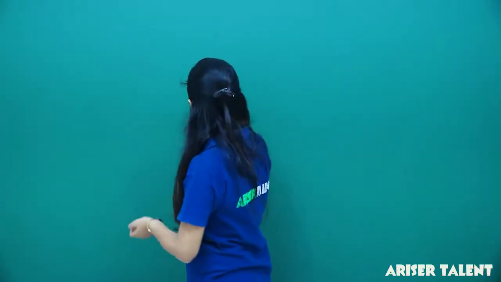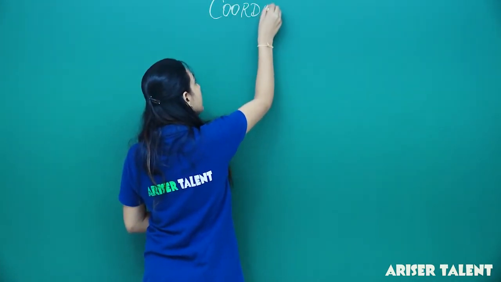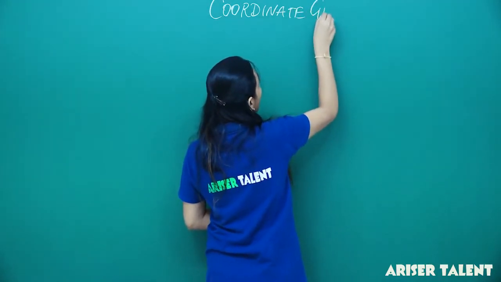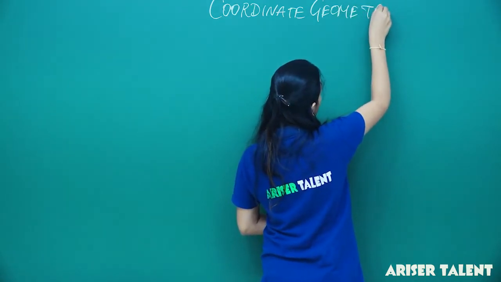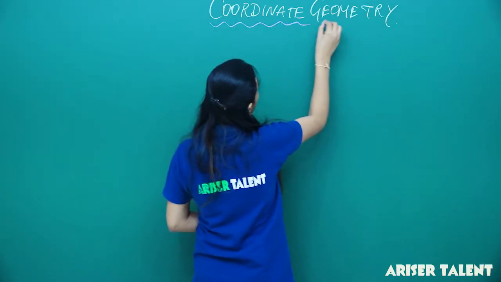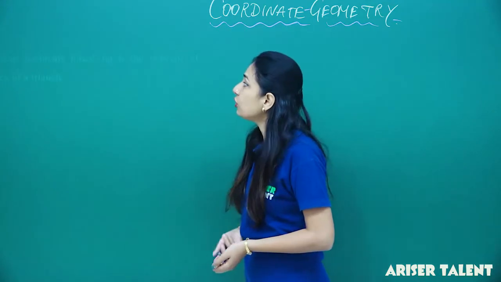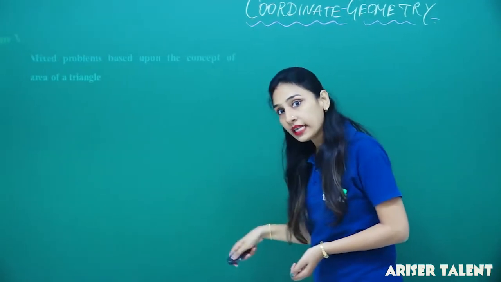Coordinate geometry, right? Okay, so in our chapter, which is what, students? Coordinate geometry, we have gone through the theory, right? And we were discussing questions. Now which questions? We were discussing some mixed questions, okay? I've told you about this mixed problem based upon the concept of area of a triangle.